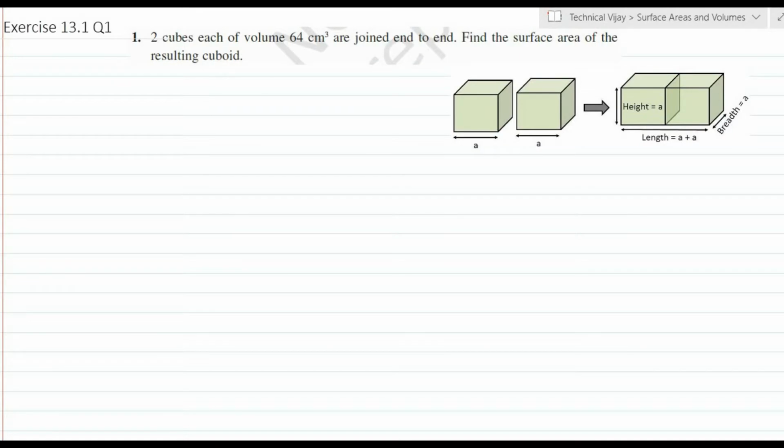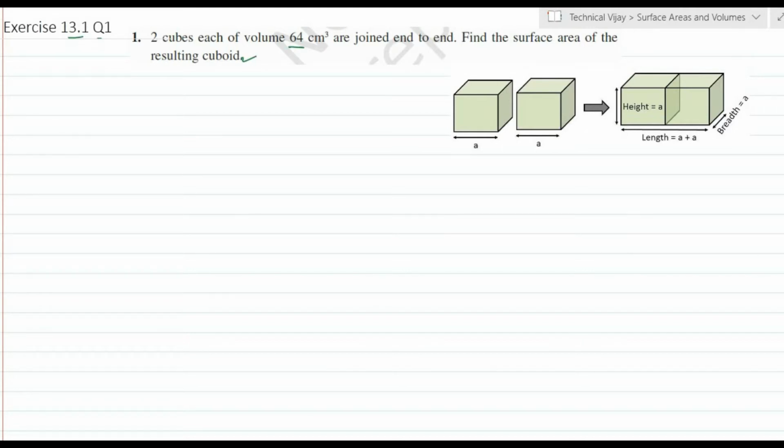Welcome students. Today we will see exercise 13.1, question number 1. Here two cubes, each of volume 64 cubic centimeter, are joined end to end. Find the surface area of the resulting cuboid.